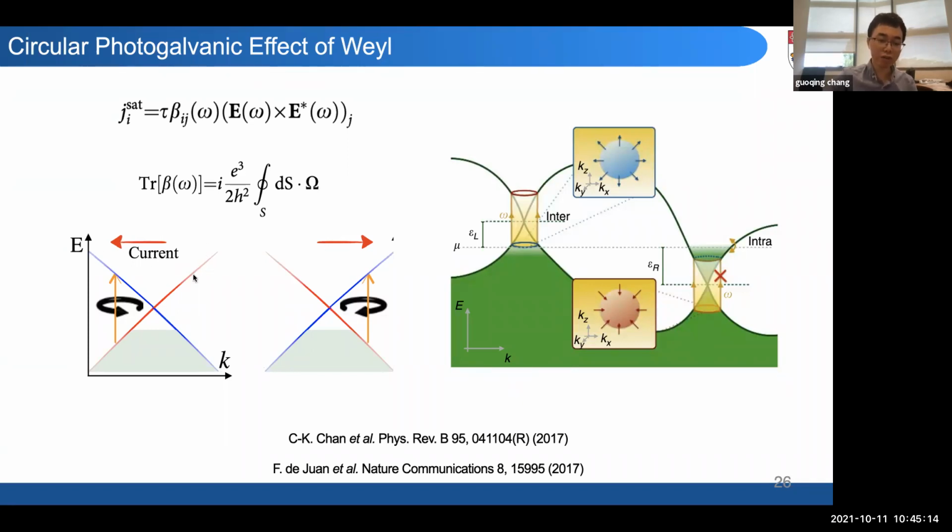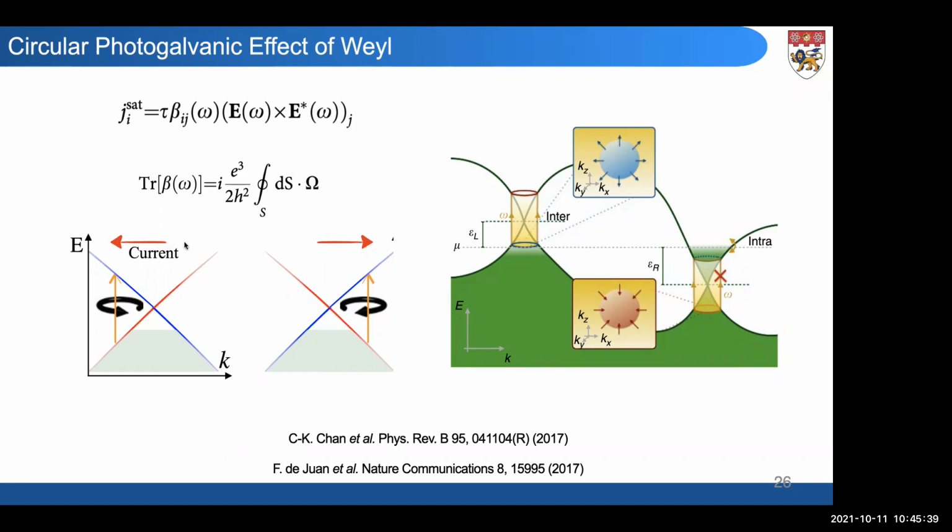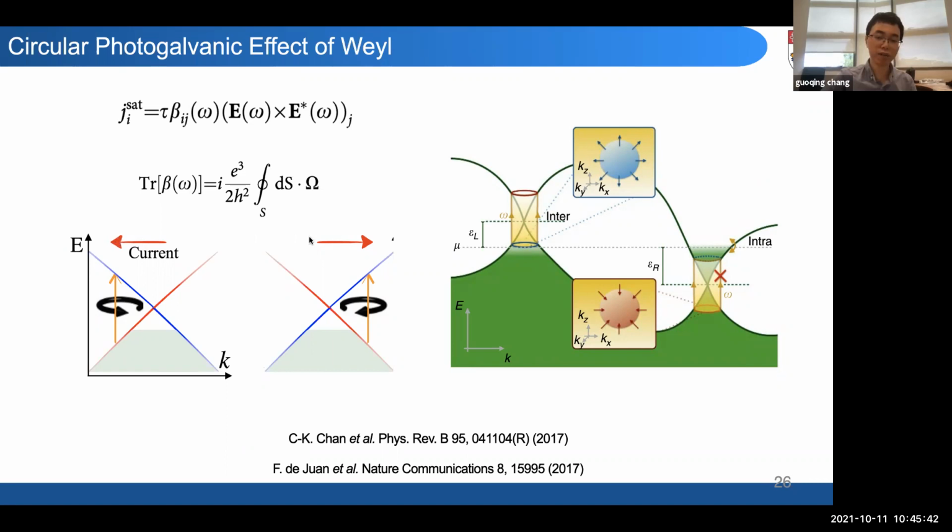However, if you have a positive Weyl fermion, your photocurrent will be positive; the photocurrent will move in this direction. If you have a negative Weyl fermion, your photocurrent will be in the opposite direction, because the Chern numbers are different. However, as I have mentioned, Weyl fermions always appear in pairs, right? So in a Weyl semimetal, you expect this photocurrent and that photocurrent to cancel each other. So how can we make full use of the photocurrent from the Weyl fermions?